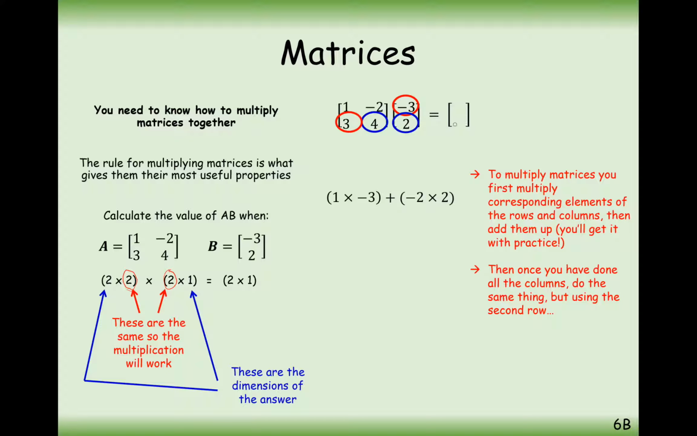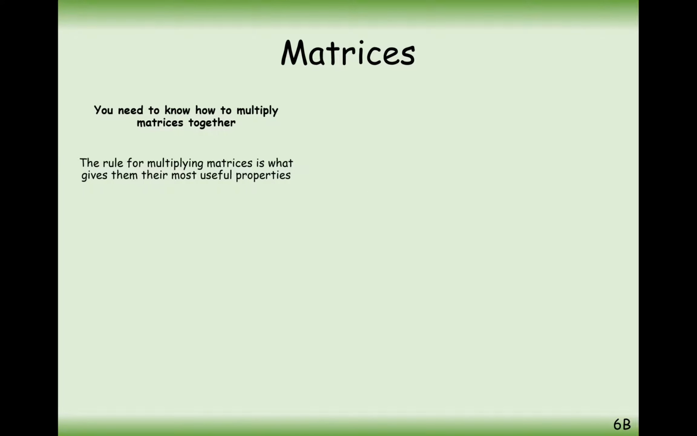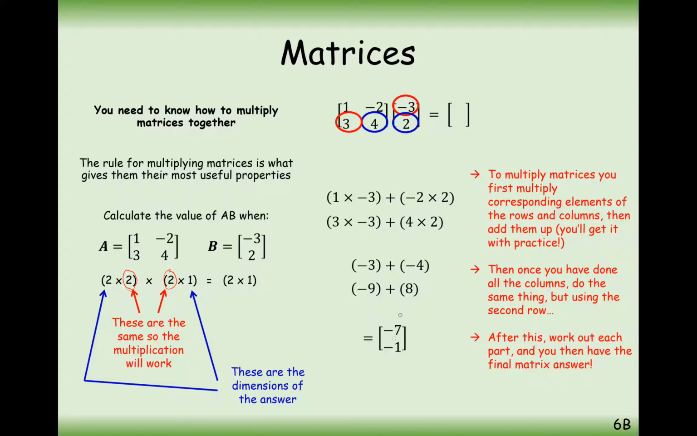And if we want to go down to work out the value of this cell, the second cell in the answer matrix, then we go with the second row in the first matrix and the only column that we have in the second matrix. So we multiply going along in the first one and down in the second one. So 3 times minus 3 and 4 times 2, and we add those results together. So first of all, we're going to get minus 7 for the first top cell, and then for the last one, we're going to get minus 9 add 8, which is minus 1. So our answer there is minus 7, minus 1. And that's how we multiply matrices together.